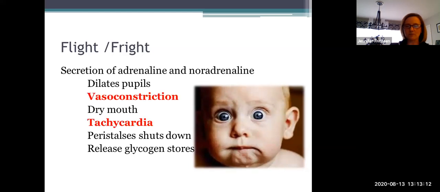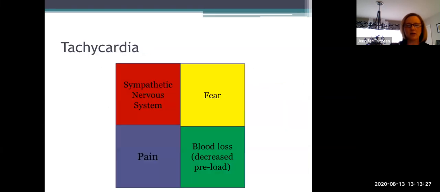So I really want to focus first on this vasoconstriction and tachycardia. And honestly, the dilated pupils, the dry mouth, the peristalsis, that's kind of in the background. But vasoconstriction and tachycardia is what is going to give us all the signs and symptoms. It's going to help us totally recognize that we have a patient that's losing blood that could be in trouble if we don't recognize it soon.